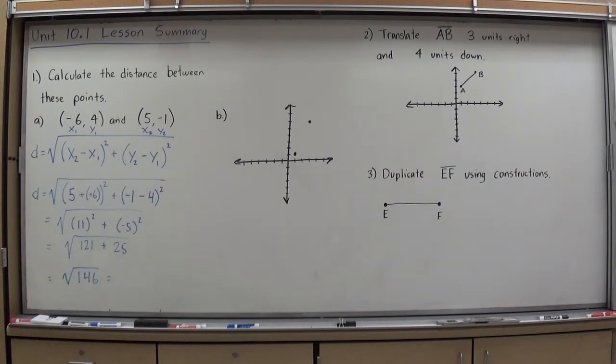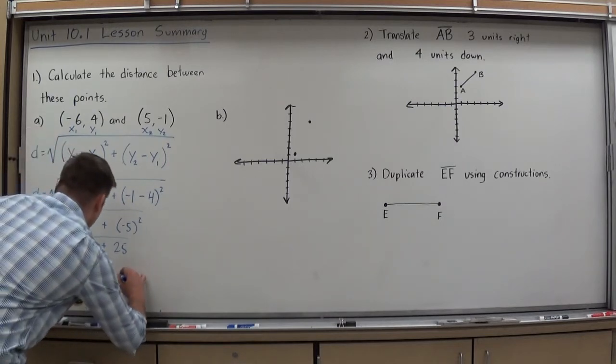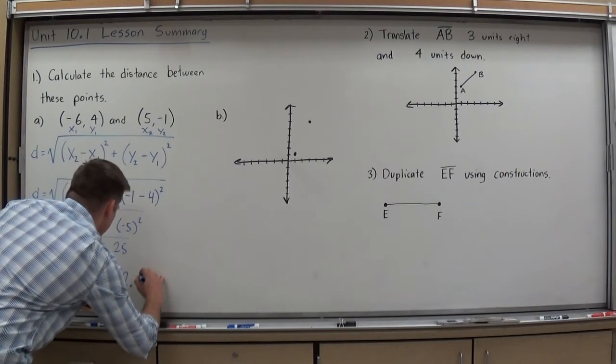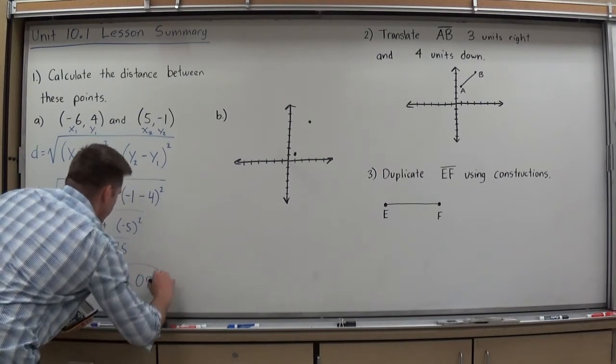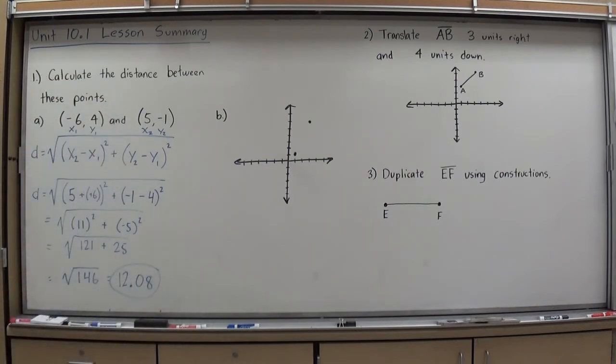Now I can approximate that with a calculator. Some teachers might want you to leave it in a root form, just depends on what they want. Square root of 146 when entered on a calculator is approximately 12.08. So the distance between those points is close to 12. Good.